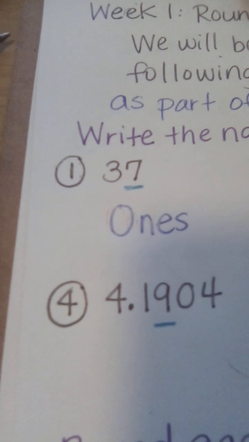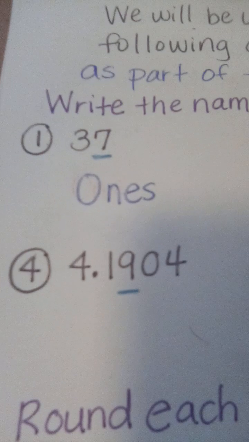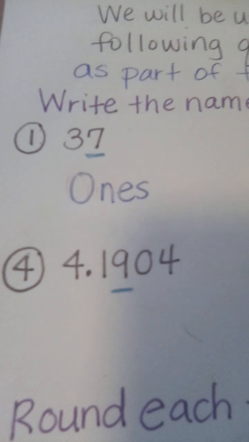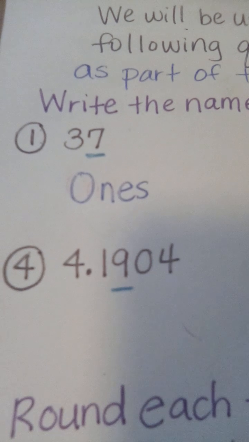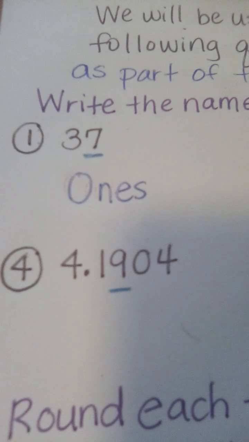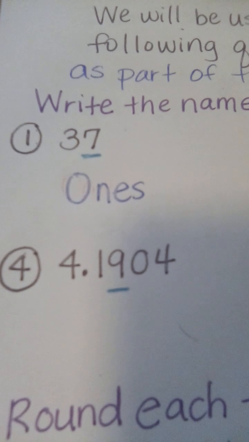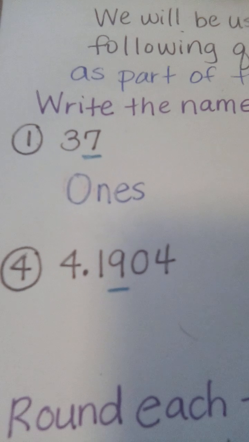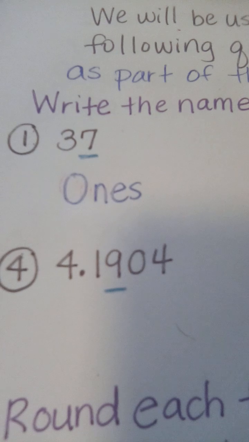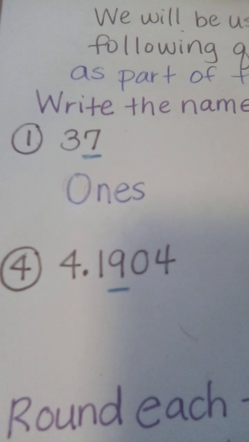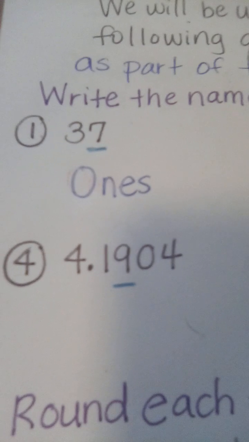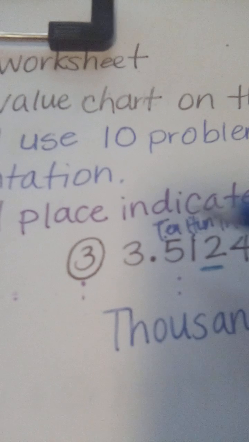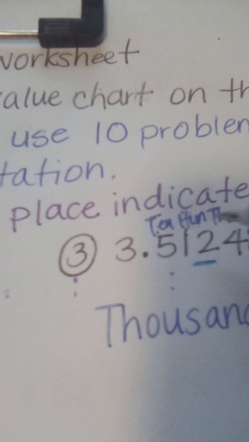Number 4, we have 4.1904. The number 9 is underlined. Which place value is it on? Is it the tenths, hundredths, thousandths? You remember from the previous problem? Take a look at that.